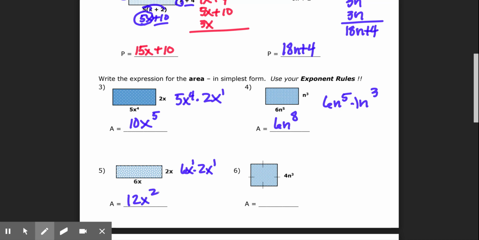This is 4n cubed. Now, don't get confused and just multiply that by 4. Remember, it's just length times width. So 4n cubed times another 4n cubed. So 4 times 4 is 16. N to the 3 plus 3 is 6.